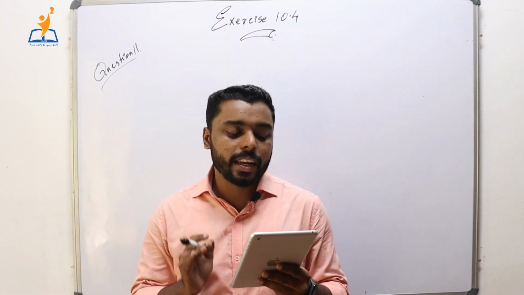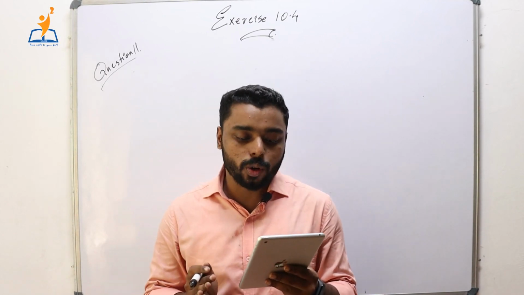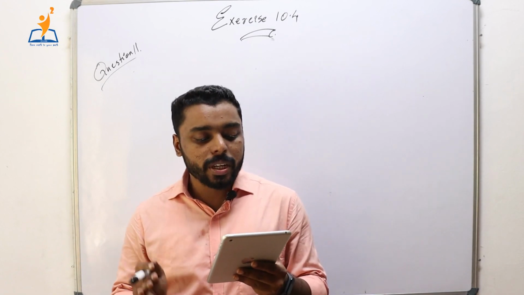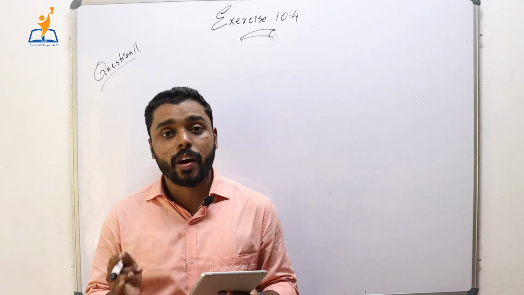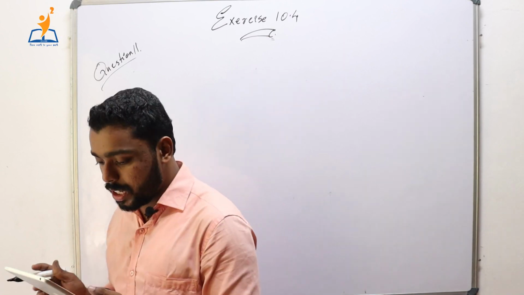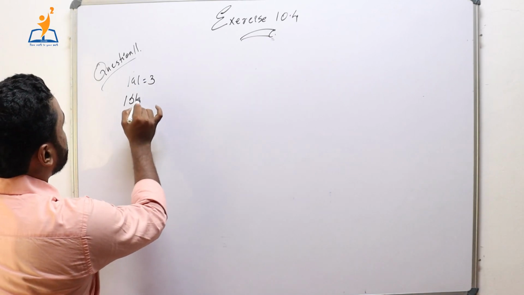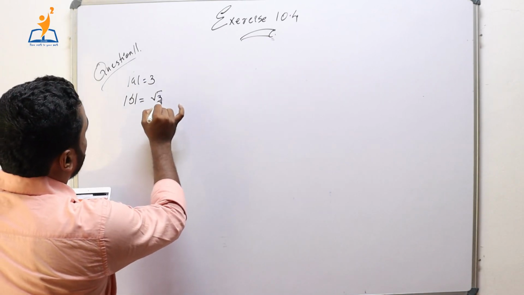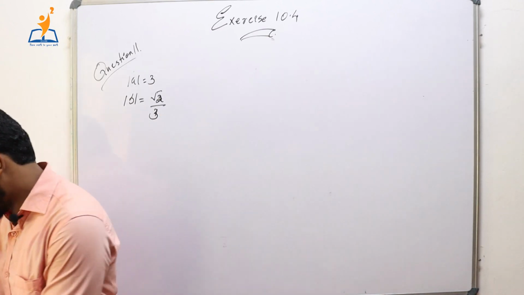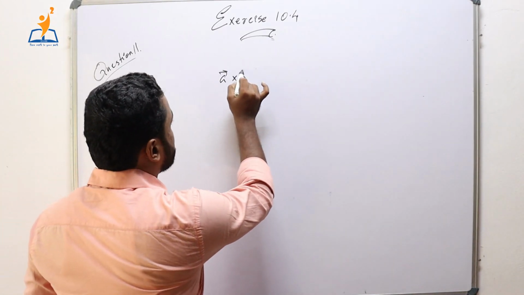The question number 11 is, let the vectors A and B be such that mod A equal to 3, mod B equal to root 2 by 3, then A cross B is a unit vector. If the angle between A and B is, so we have to find the angle between the vectors A and B such that A cross B is a unit vector. We are given that mod A is equal to 3, mod B is equal to root 2 by 3.